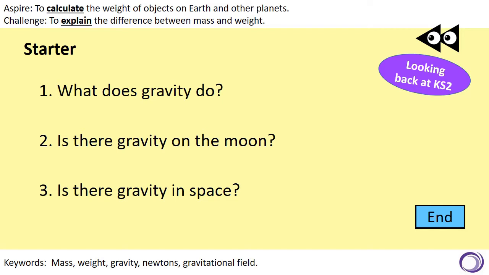Number two is the gravity on the Moon. Yes, there is. It's a lot less than it is on the Earth, because the moon itself has got a much smaller mass than the mass of the Earth has, so there's less gravitational force there. And number three is the gravity in space. If you're completely in the middle of nowhere, it's pretty much zero.